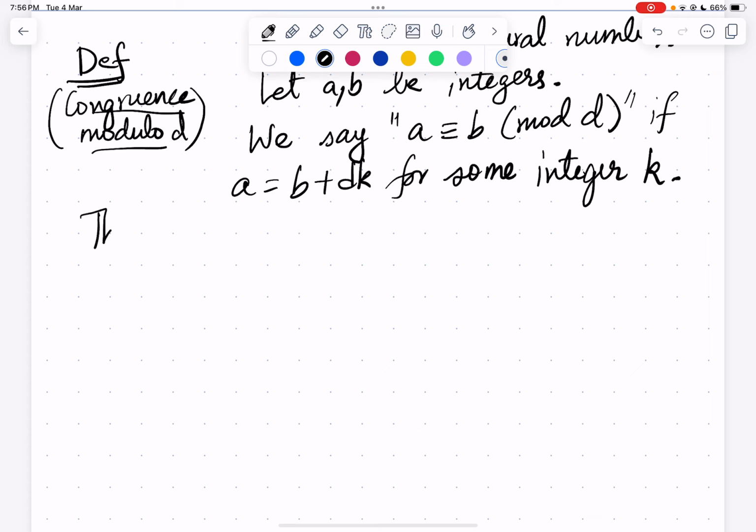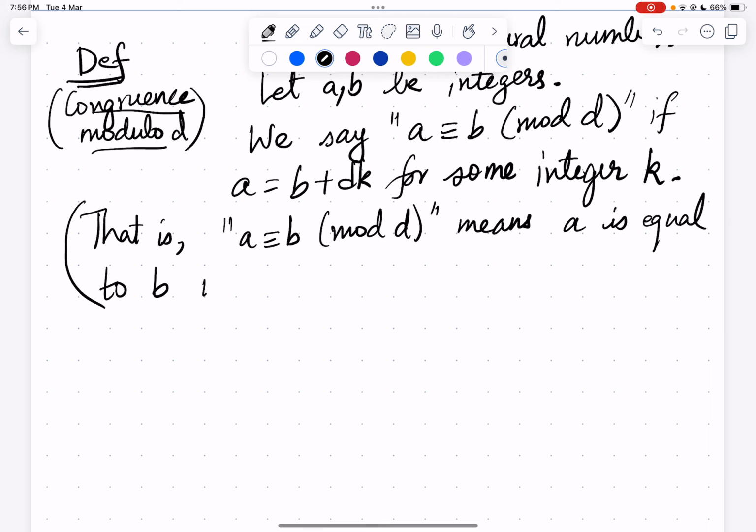That is, a congruent to b modulo d means a is equal to b up to a multiple of d. We say a is congruent to b if a is equal to b plus some multiple of d. Okay, so this is the congruence operation.